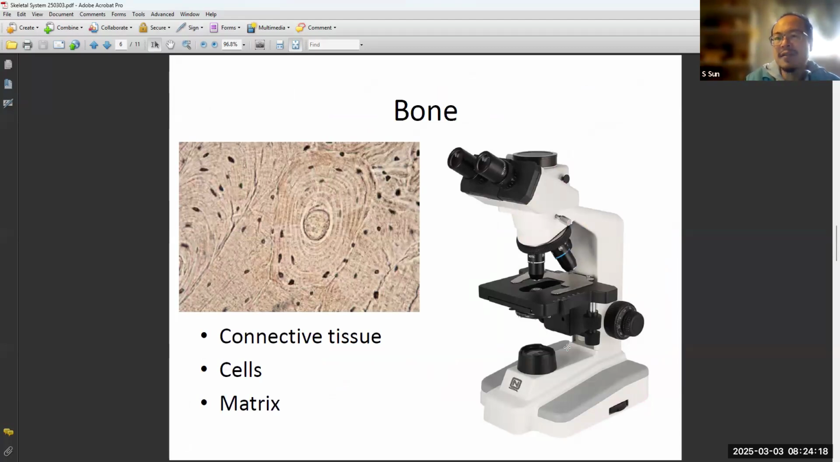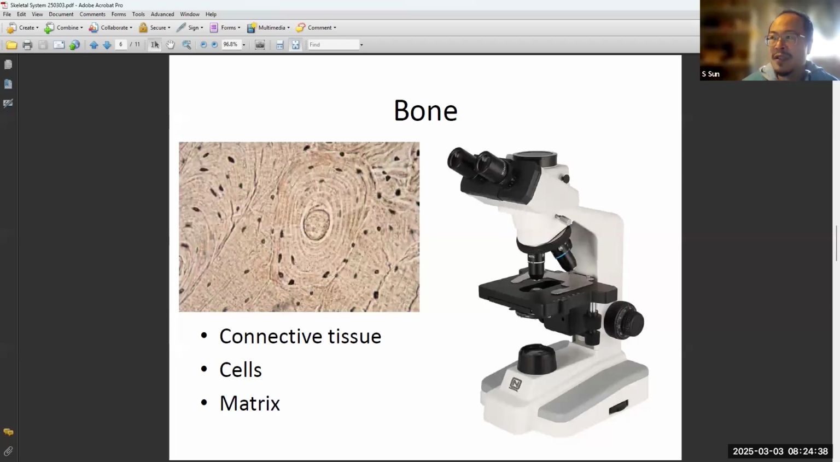So these two actually originated from the same thing. Basically, initially they are all cartilage, but in bones, those chondrocytes become the osteocytes, and then they secrete this matrix, and this matrix becomes hardened.